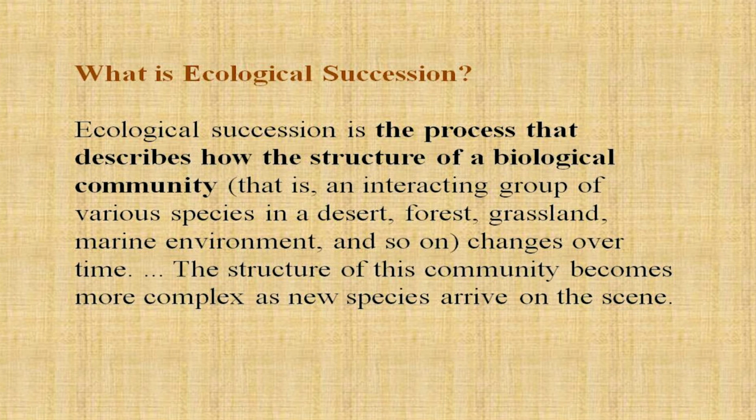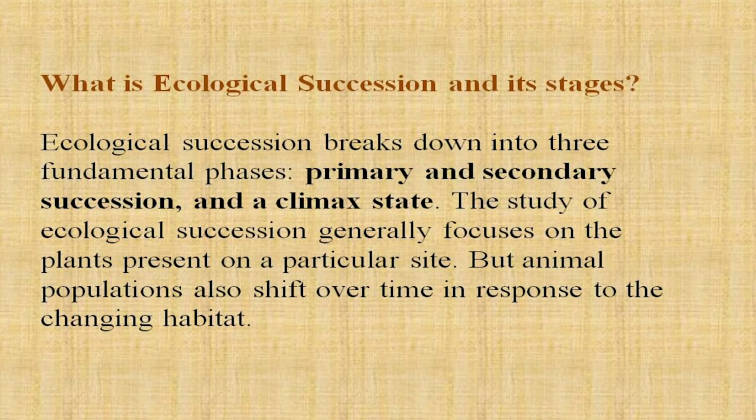Today I am going to talk about the topic ecological succession. First, we must know what is ecological succession. Ecological succession is the process that describes how the structure of a biological community, that is an interacting group of various species in a desert, forest, grassland, marine environment and so on, changes over the time. This is known as ecological succession. The structure of this community becomes more complex as new species arrive on the scene. This is the ecological succession.